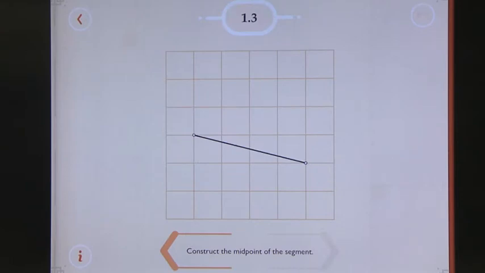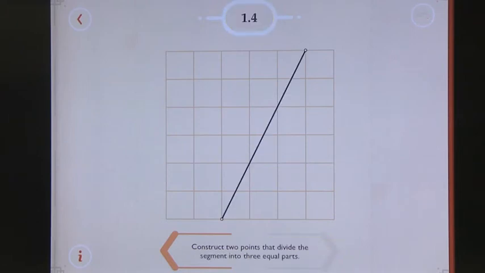And then I can move to the next problem. Now, again, the midpoint of the segment, this is a little bit more complicated because I couldn't just put my finger on it. Why? Because there is no intersection there. You've got to create an intersection before you can do that. So it walks you through each one of those problems.